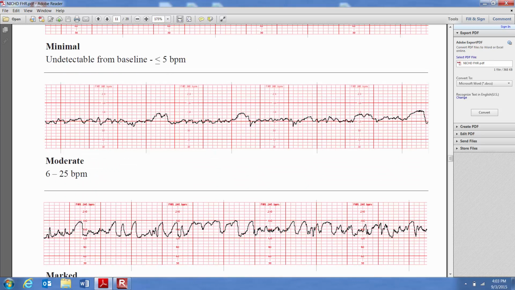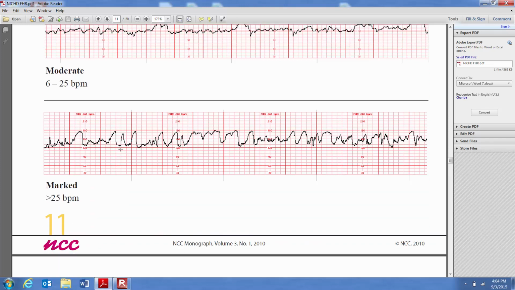Now this next strip, you can see from this point to this point up here, back down to this point, back up to this point, back down to this point, all these fluctuations are greater than 6 but less than 25. If this strip was bigger so that you could really count this out, you would see that these are greater than 6 and less than 25. So that's moderate variability that tells us our baby is oxygenated.